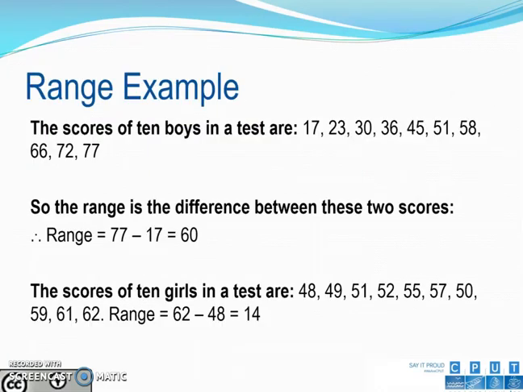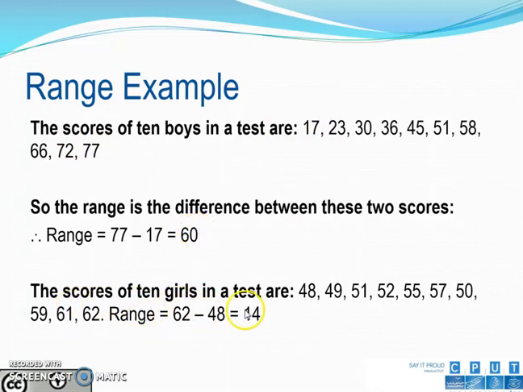An example of a range, we have given a set of scores of 10 boys in a test. We have 17, 23, 30, 46, 45, 51, 58, 66, 72, and 77. So then to calculate the range, we will need the difference between these 2 scores, because 77 is of course our highest and 17 is our lowest, which gives us a total of 60.